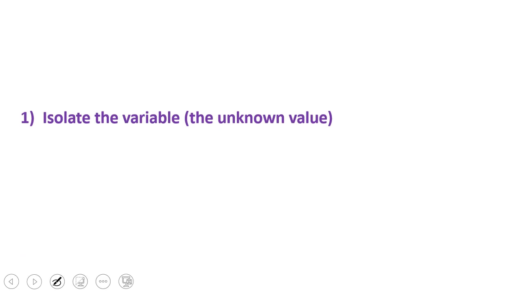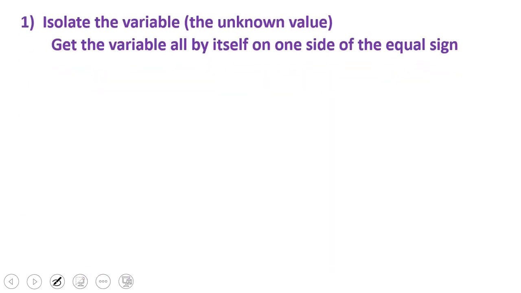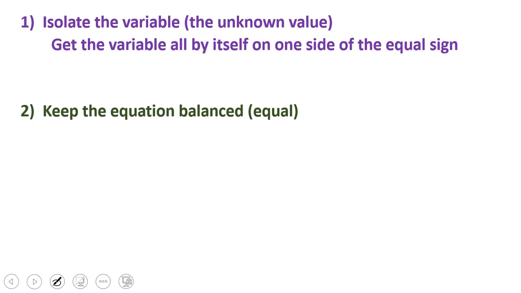So the first goal we're going to talk about is isolating the variable. That's the unknown quantity, the unknown value. We have to get that variable all by itself on one side of the equal sign. And then we're going to keep that equation balanced. In other words, we're going to keep the equation equal because there's an equal sign between the two sides of the equation, meaning that they are the same. No matter what they are, they're the same.